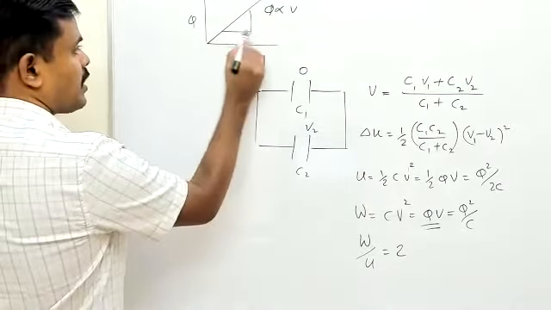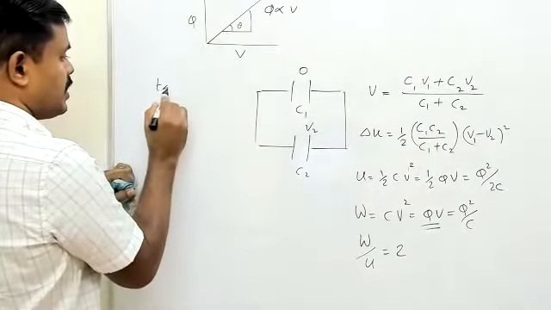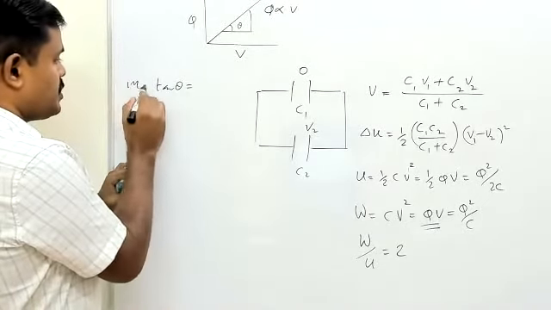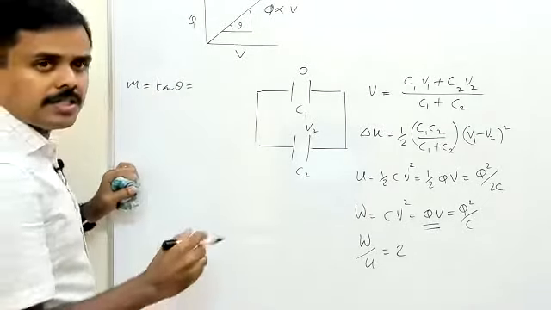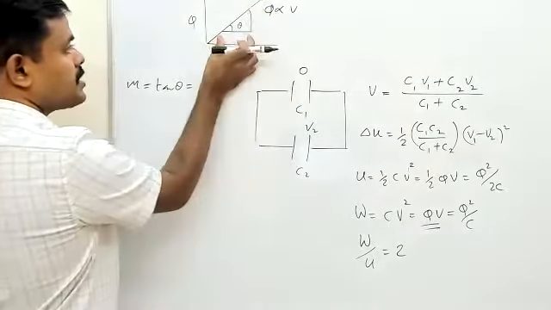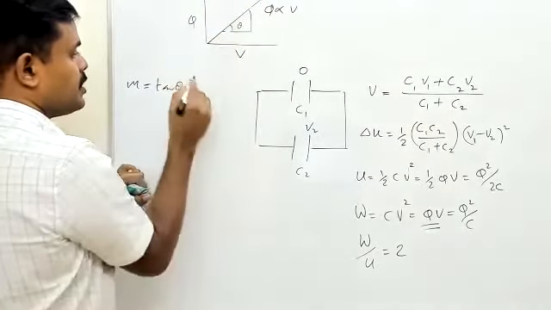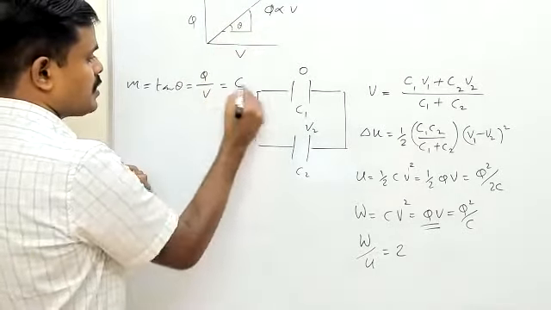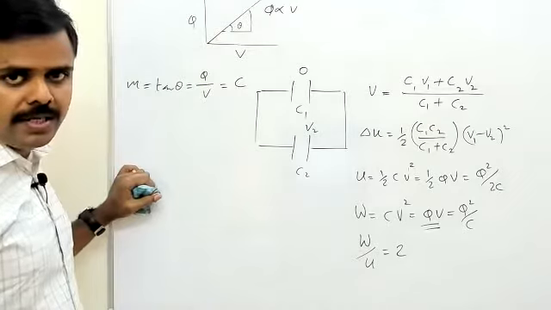I'm going to take a triangle here and take tan theta. That is called slope. Slope is tan theta, slope is M. What is tan theta? Opposite side by adjacent side. Opposite side, if you come here, it is Q, by adjacent side V. Q by V is capacitance. So slope of the QV graph is capacitance.